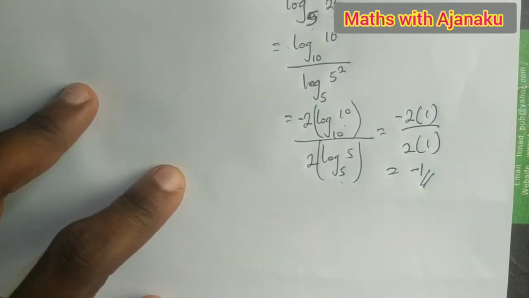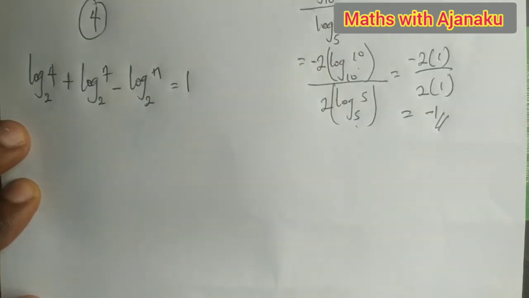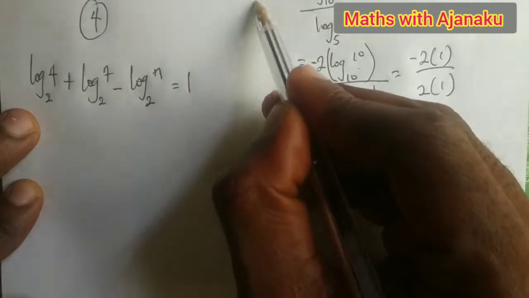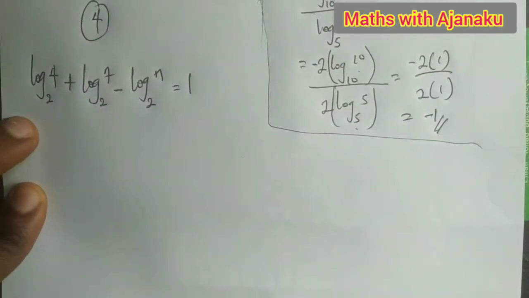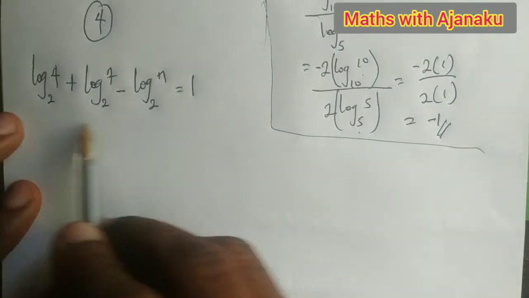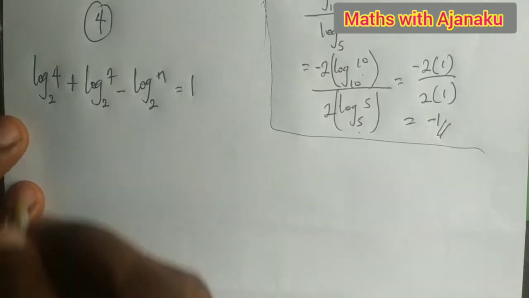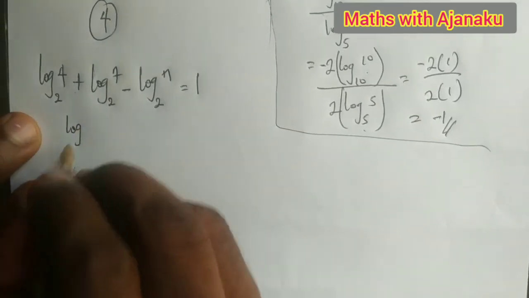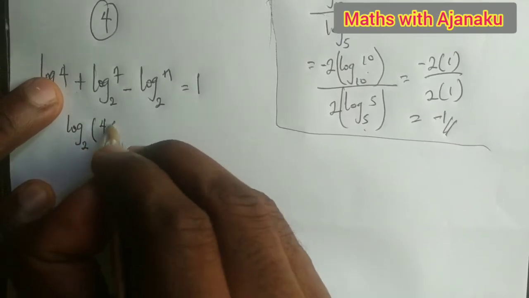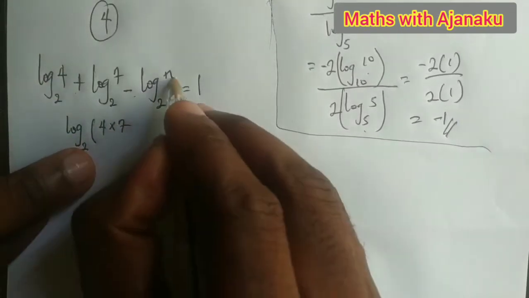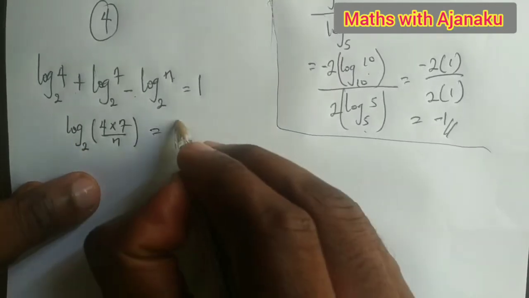That will be that for question number 3. Let's manage question number 4 somewhere in this corner here. From question number 4, we have the same base, so with plus and minus, we are using the first and second rule. This becomes log base 2 of 4 times 7, then divided by n equal to 1.